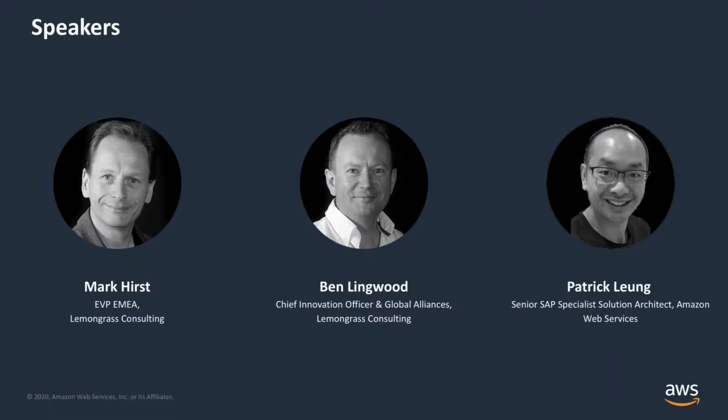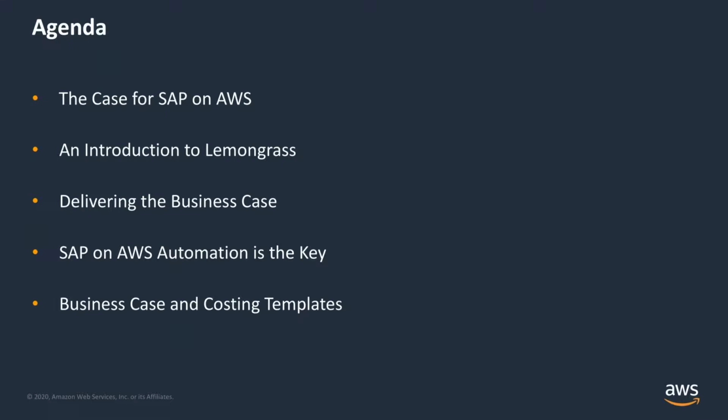Right, perfect. Thank you, Mark. Thank you, Ben. So let's have a quick overview of what we're going to talk about today. Mark and Ben are going to share their insights into the 5 key critical factors in how to build a business case on AWS, and then touch on what Lemongrass do. And then we'll move on to how to deliver the business case and why automation is the key to all this. And finally, the business case and costing template from Lemongrass as well.